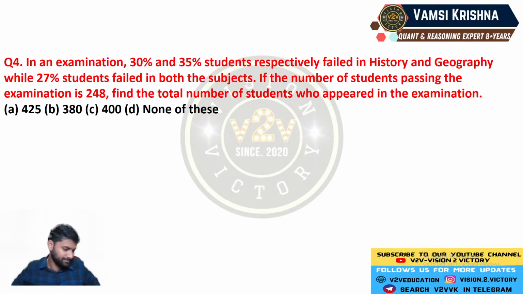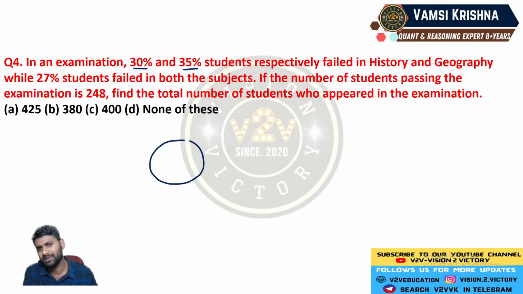Question number 4. In an examination, 30% and 35% of students respectively failed in history and geography, and 27% of students failed in both the subjects. See, while reading this information, you can take the data in terms of a Venn diagram. So there are two subjects. Just assume the total number of students is 100%.